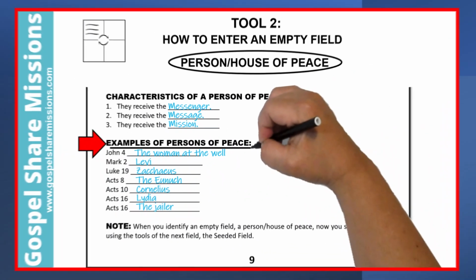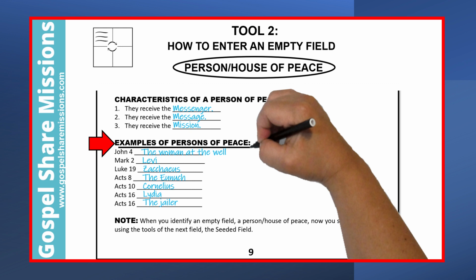Examples of persons of peace. Ask them to write in the blank spaces. John chapter 4, the woman at the well. Mark 2, Levi. Luke chapter 19, Zacchaeus. Acts 8, the eunuch. Acts 10, Cornelius. Acts 16, Lydia. Acts 16, the jailer.